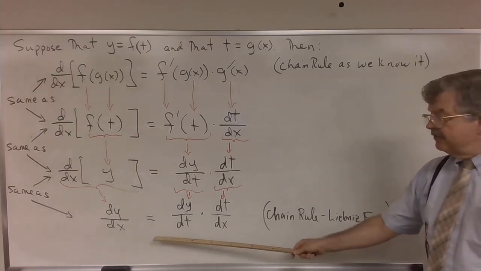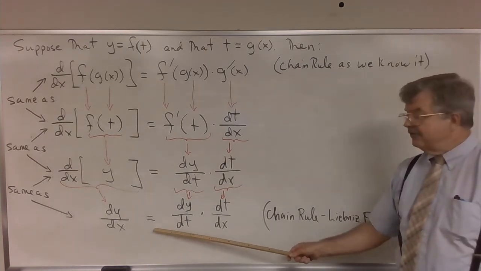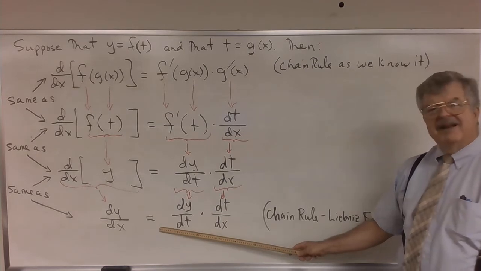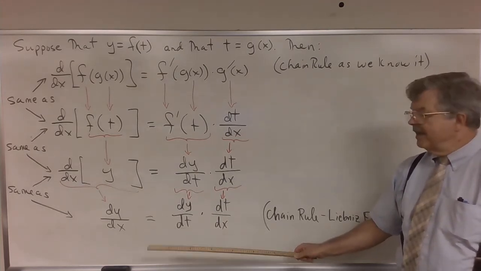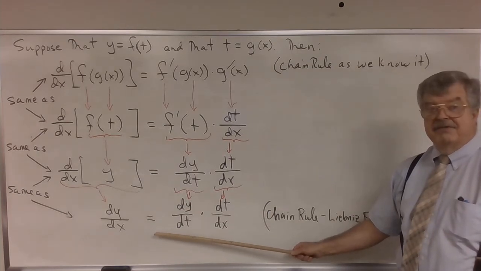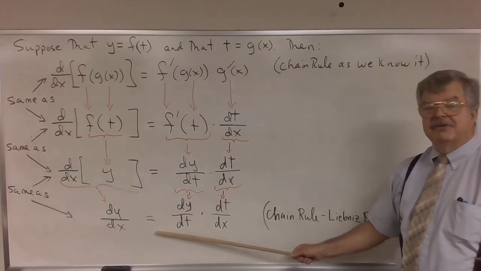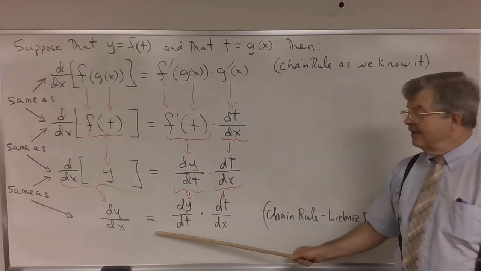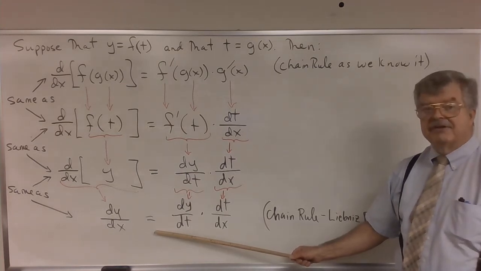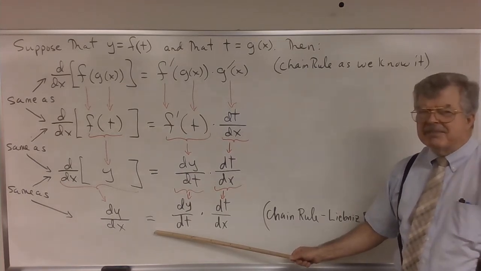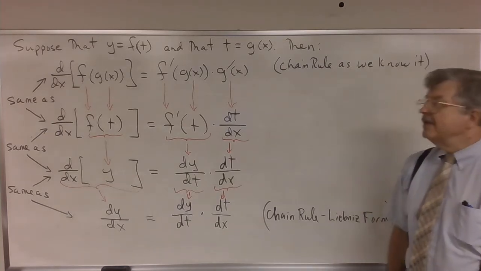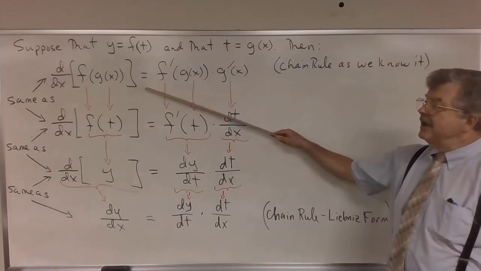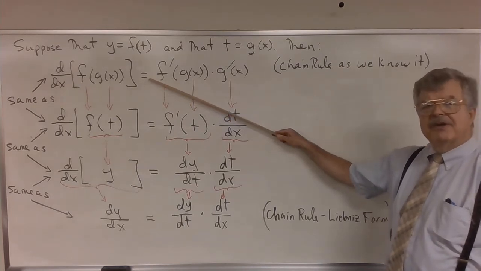This form of the chain rule, the Leibniz form, is not too good for computation. It's somewhat cumbersome, but it is great for explaining theoretical results in a way that makes easy to understand things that would not be easy to understand otherwise. So primarily for computation, we're going to use the form that we've been using.